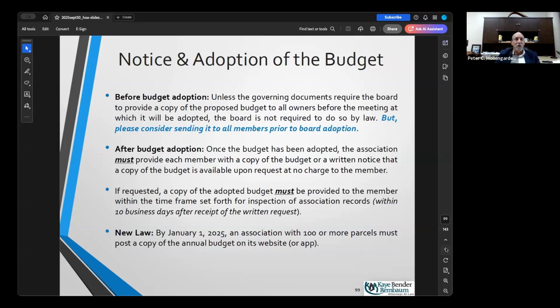After budget adoption, once the budget has been adopted, the association then must provide each member with a copy of the budget or a written notice that a copy is available upon request at no charge. If requested, a copy of the adopted budget must be provided to the owner or the member within the time frame set forth for the inspection of association records, i.e. within 10 business days after receipt of the request. By January 1st of this year, if you have 100 or more parcels, you also have to post a copy of the budget on your website or your app.